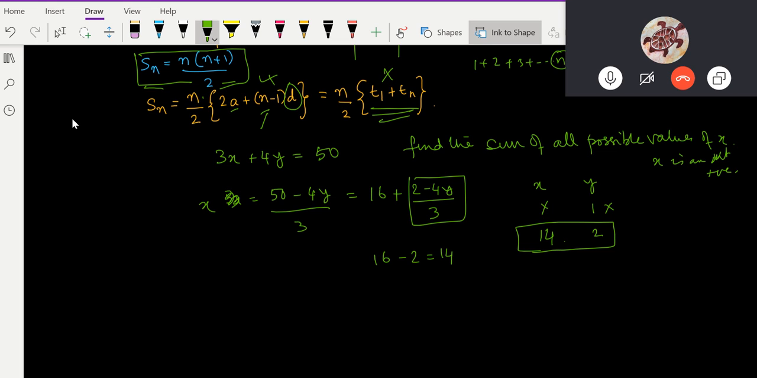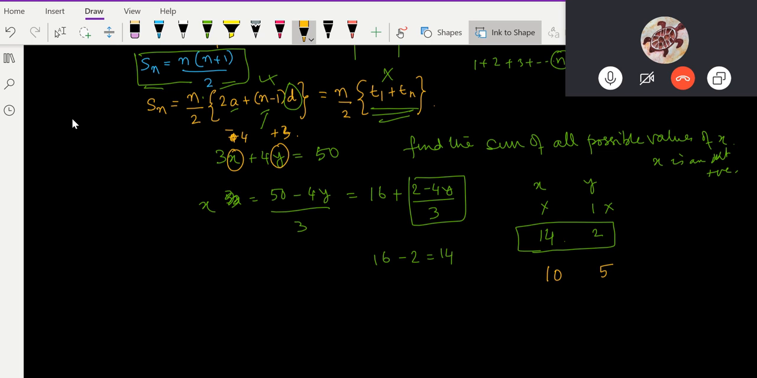Because I showed you yesterday that you can go on with the other terms. But when you do this, remember that x will decrease by 4 and y will increase by 3. So the next one would be 5, and x would decrease by 4, which means the next one would be 10.